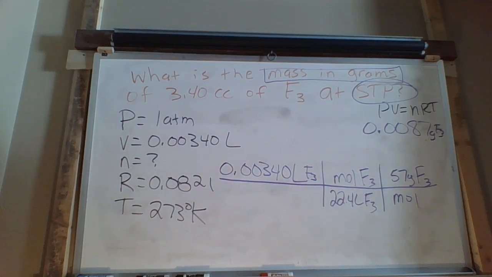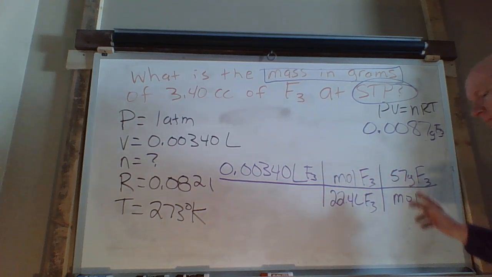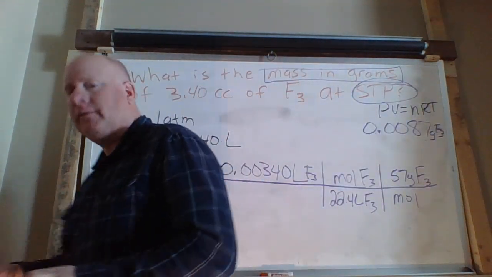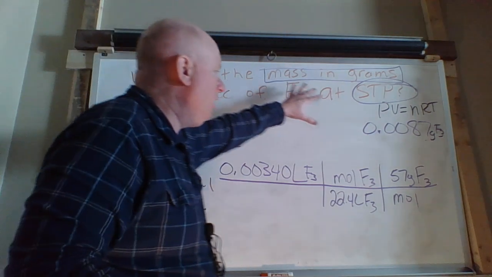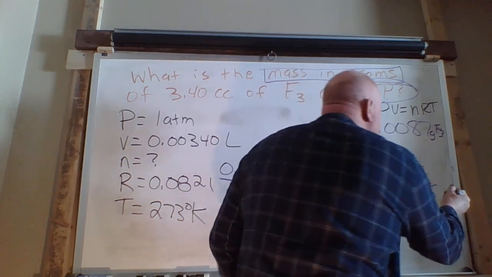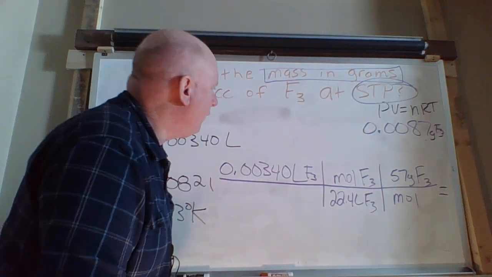Okay, so when we used the ideal gas law, we got to this point and we had to do just a two-step problem to get the answer that we're looking for. But if it's measured at STP and you just want to use dimensional analysis, that's fine too. Let's see what we get for an answer.